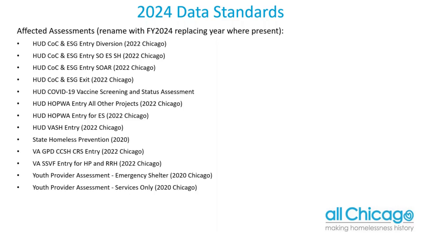And the remaining assessments on the list, the diversion entry assessment, the street outreach, shelter, and safe haven entry assessment, the SOAR entry assessment, the exit assessment, COVID-19 vaccine screening and status assessment, HOPWA entry for shelter and all other projects, the VASH entry, state homelessness prevention assessment, the VA GPD entry, and SSVF entry for homelessness prevention and rapid rehousing, youth provider assessments for shelters, and youth provider assessment for services only.